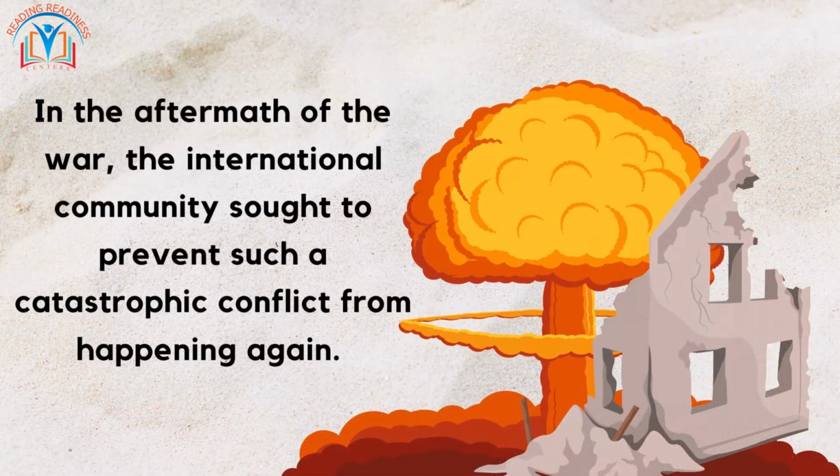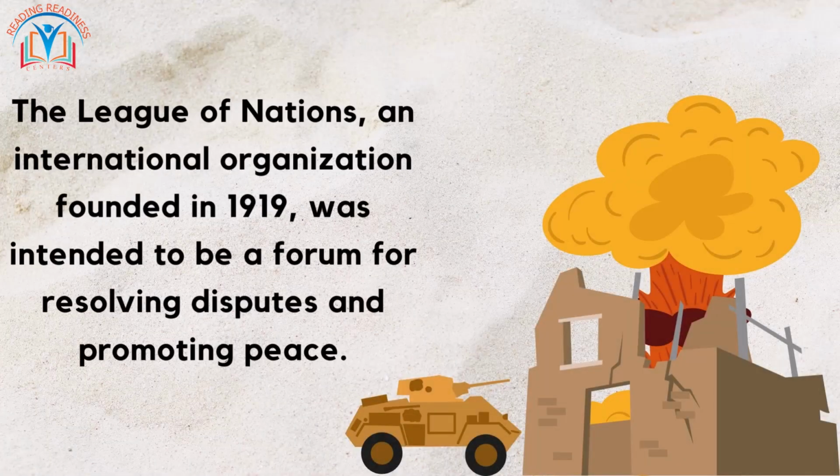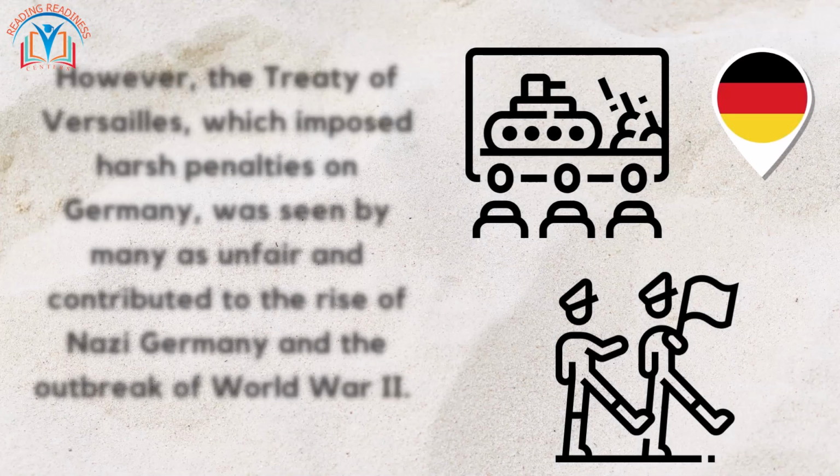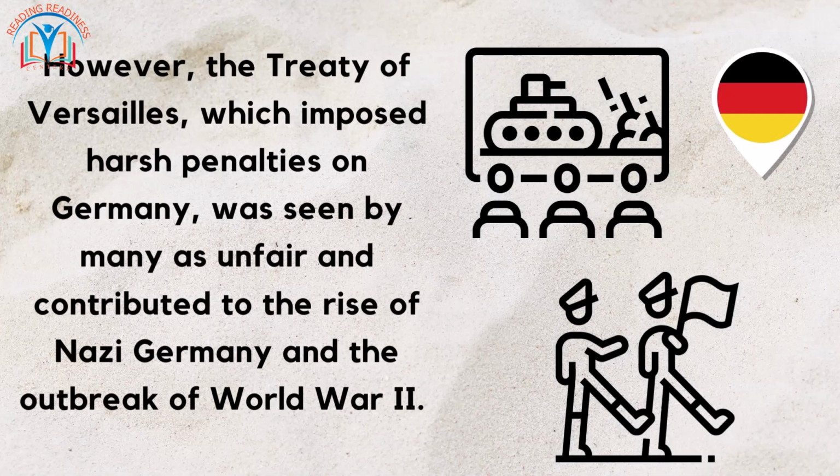In the aftermath of the war, the international community sought to prevent such a catastrophic conflict from happening again. The League of Nations, an international organization founded in 1919, was intended to be a forum for resolving disputes and promoting peace. However, the Treaty of Versailles, which imposed harsh penalties on Germany, was seen by many as unfair and contributed to the rise of Nazi Germany and the outbreak of World War II.